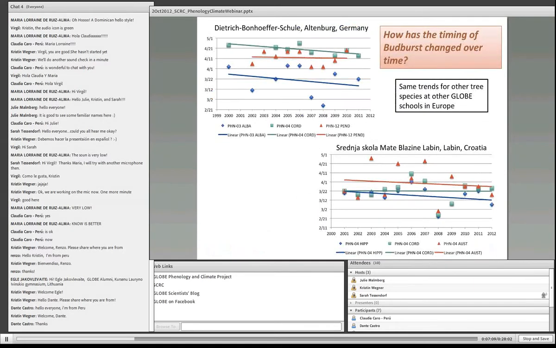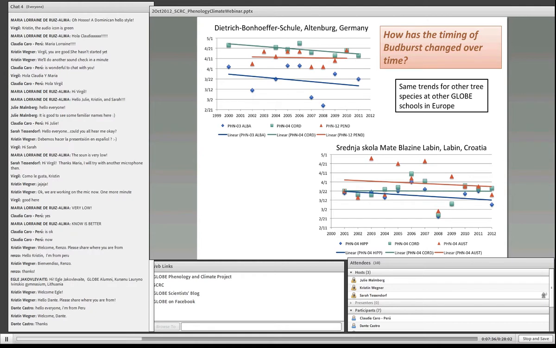Luckily, there are several other schools in the GLOBE database that have a long history of budburst data as well. These are 2 more schools, one in Germany and one in Croatia. And I was able to plot 3 different trees for each of these schools. Both of these schools recorded data for several different tree species. And we're looking at data from about 2000 all the way up until 2011 or 2012.